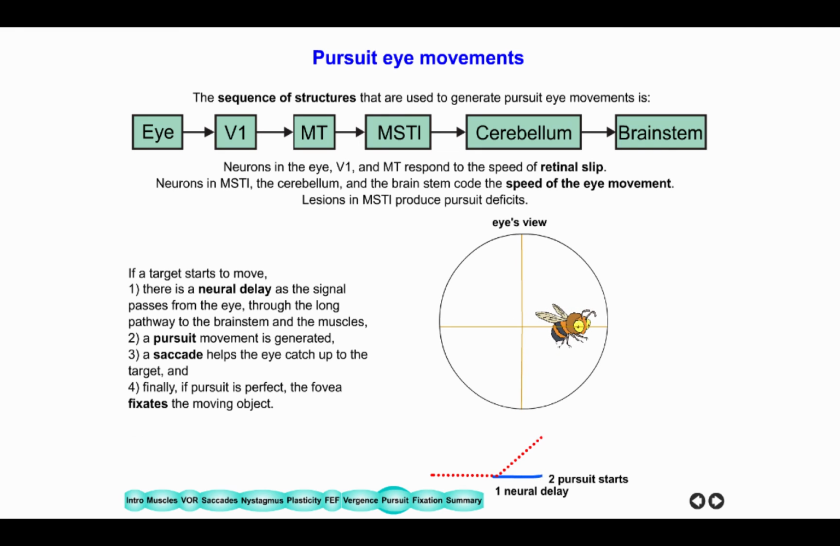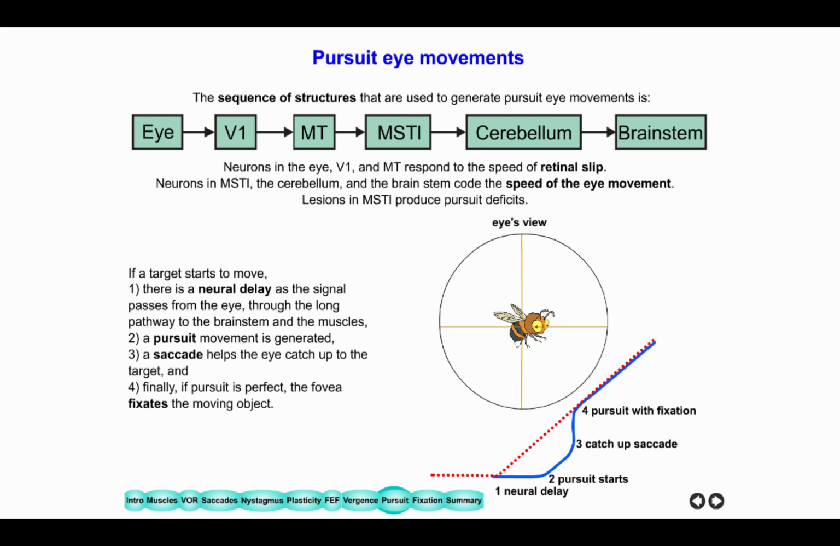Okay, you get a disparity. The eye starts following it. Then it makes a saccade to recenter the bee on the fovea, and then you have the bee perfectly stable on the fovea for this part of the movement. We'll redo it again. So the bee starts moving, the eye starts tracking, saccade, tracking again.